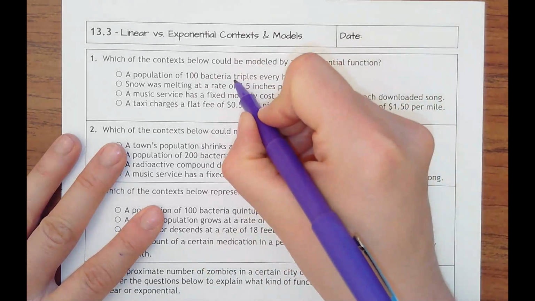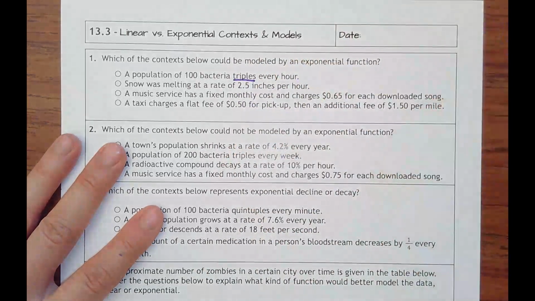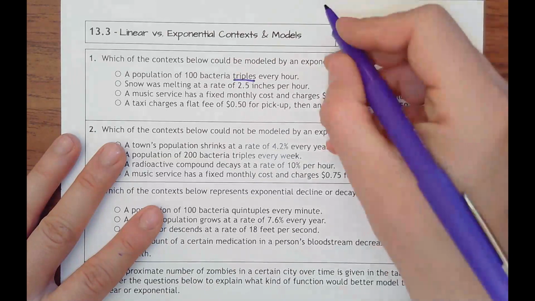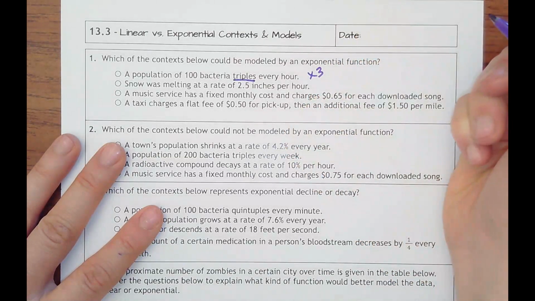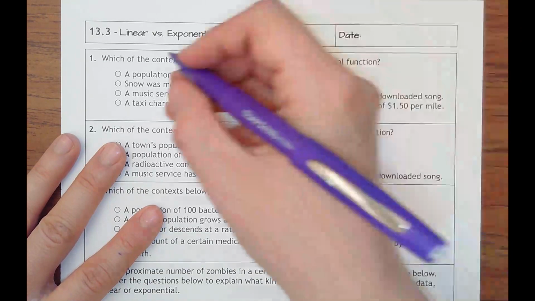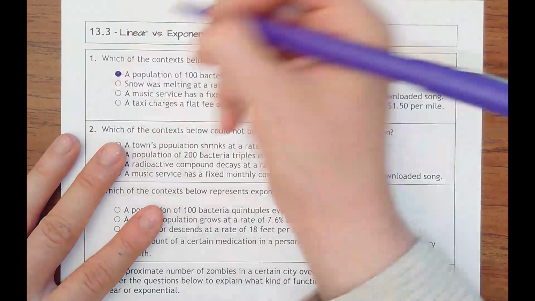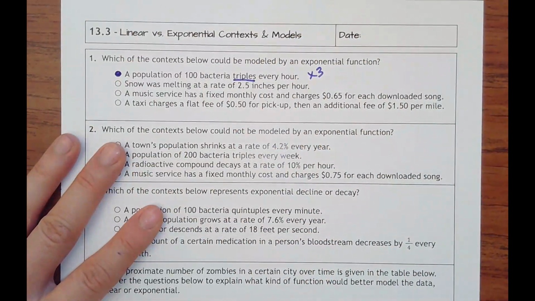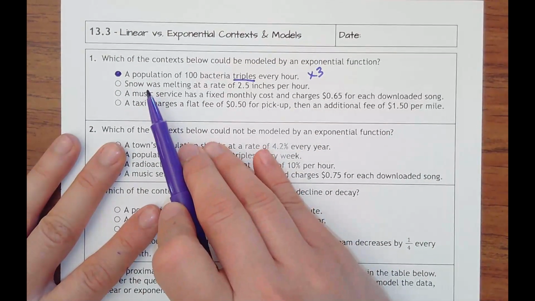Think of what triples means. That means it's going to get 3 times. That is what we're looking for. We want to know something's being multiplied or divided by something. So that immediately I know is called exponential because it's going to grow really fast. Let's read the other one so you know why they're not exponential.